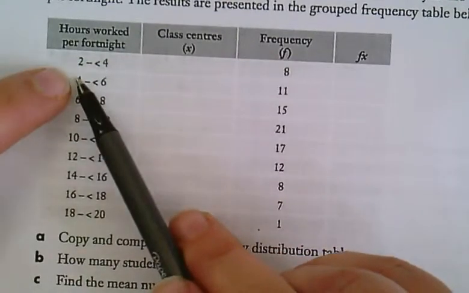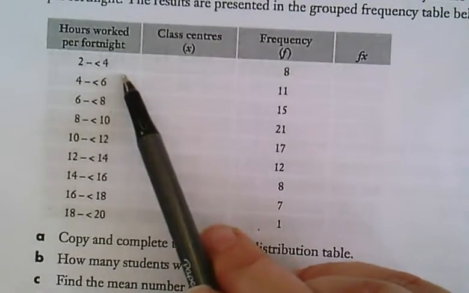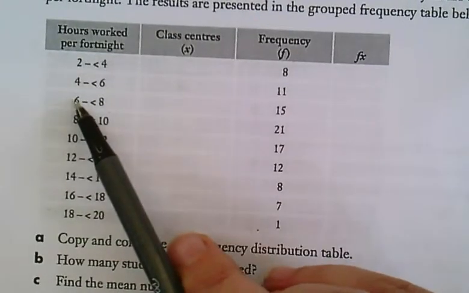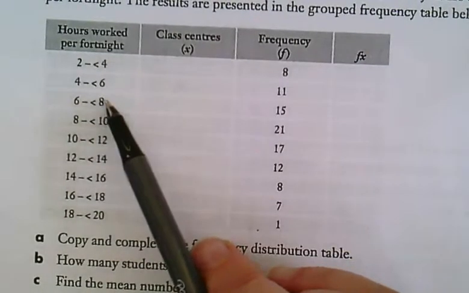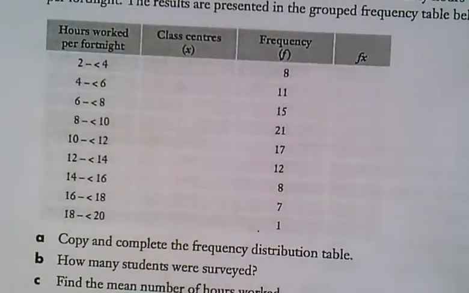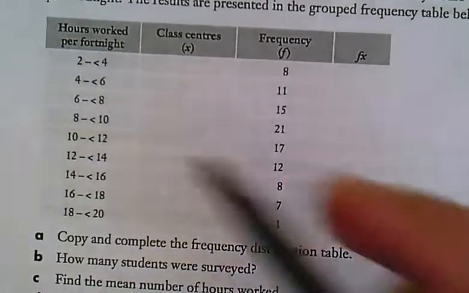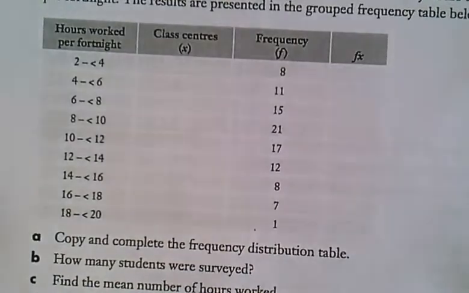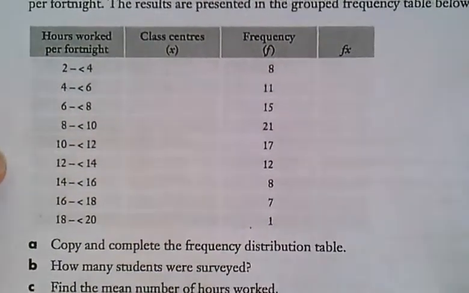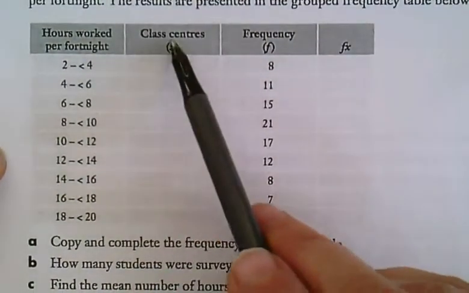This is if they worked 4 hours, but less than 6 hours. This is from 6 hours, including 6, but less than 8 hours. It could be 7 hours, 59 minutes, but then they'd round you up, I'm sure, to 8. So because we can't know exact values, we have to work out the class center.